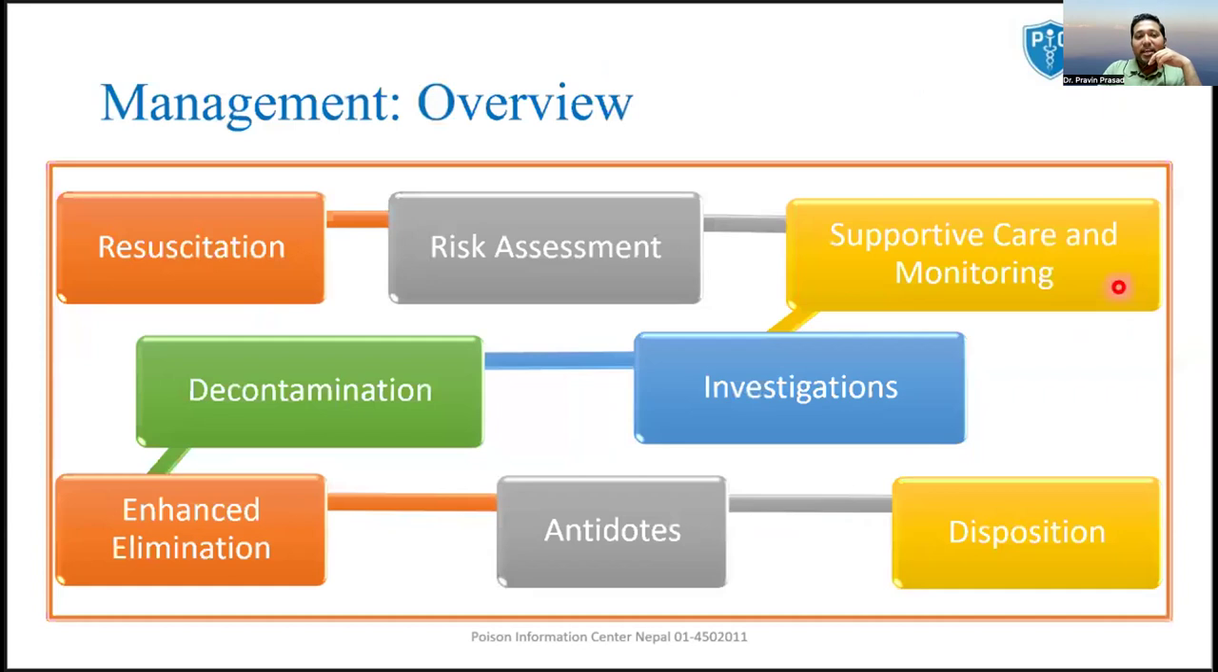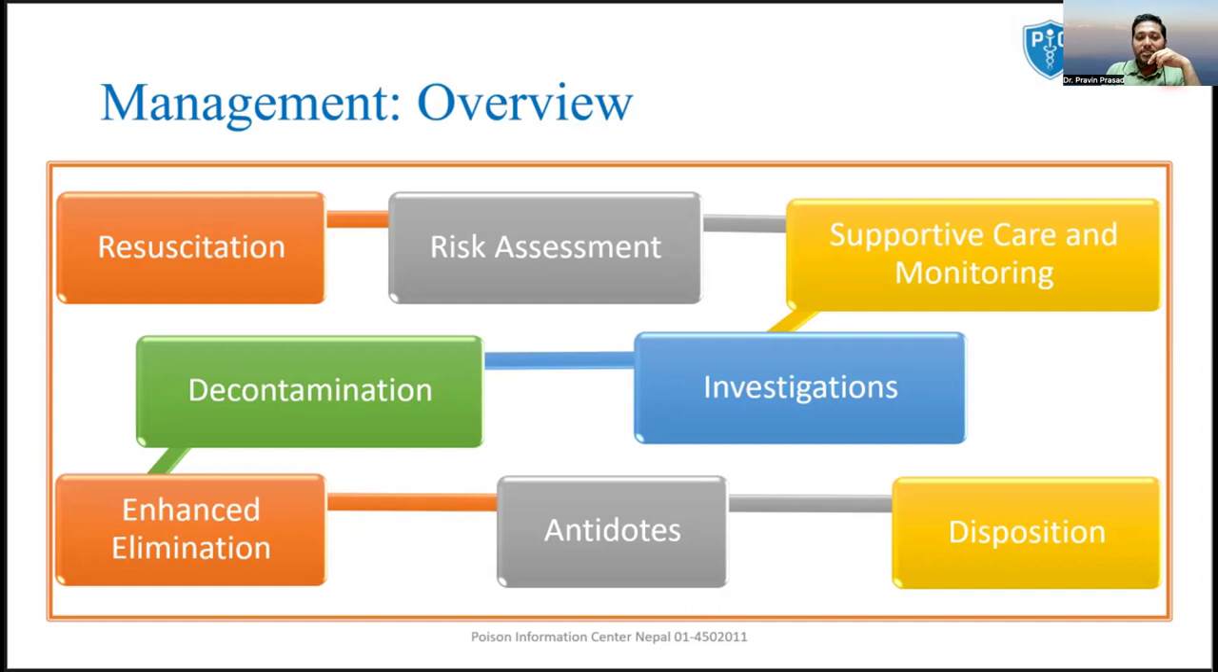So if we talk about the management, how do we manage these plant poison cases? So the overall management framework would be the same. Initially, you want to start with the resuscitation, the ABCD, airway, breathing, circulation, and you want to assess the toxidrome. What are the symptoms that the patients are presenting with? Which type of poisoning is the patient having? What is the toxidrome pointing towards?